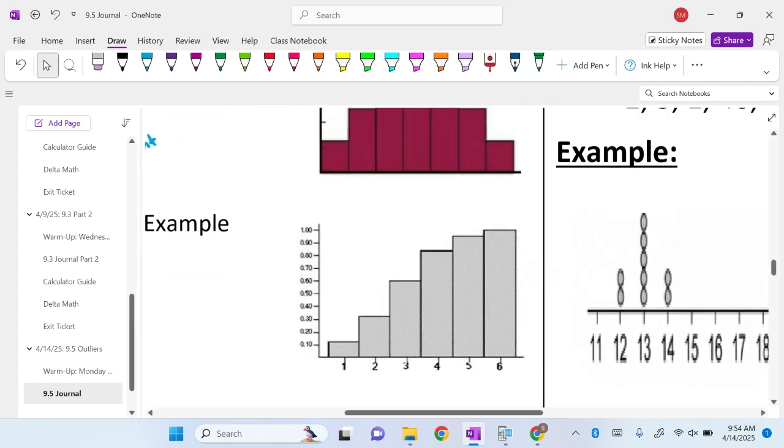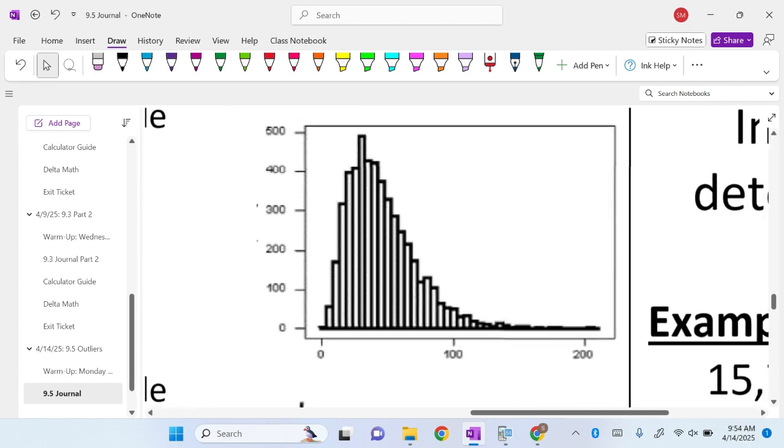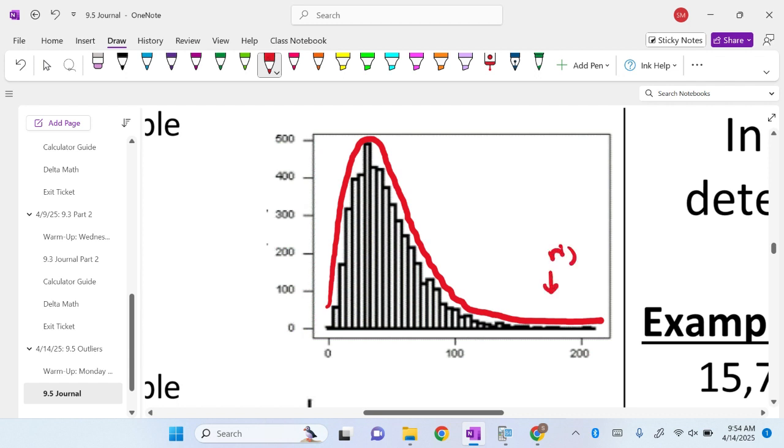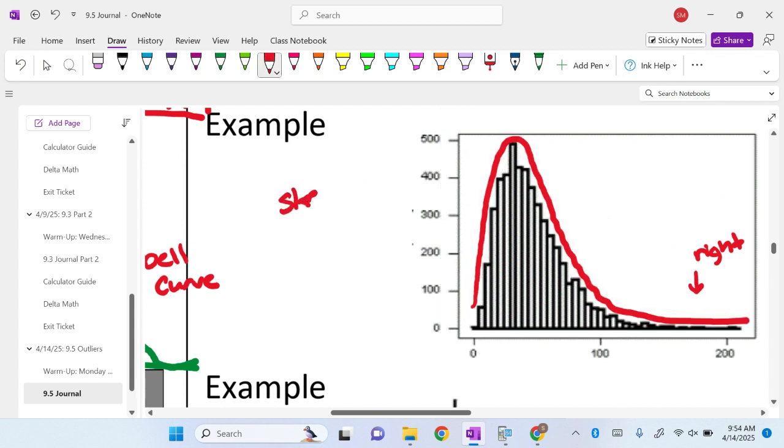Now, let's look at some examples. So this very first graph right here, what do you think the shape of this graph is? Skewed right. Because if you drew the curve, it looks like that tail is on the right. So because it is, we'll say that this is skewed right.